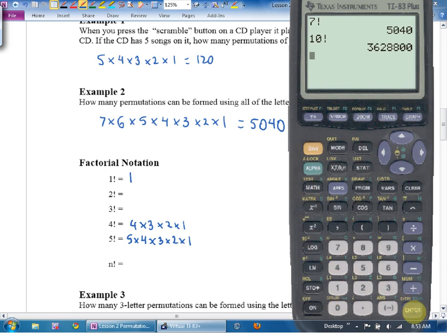You know what? There's 30 of you in this classroom. How many different seating arrangements could I make? What's 30 factorial?